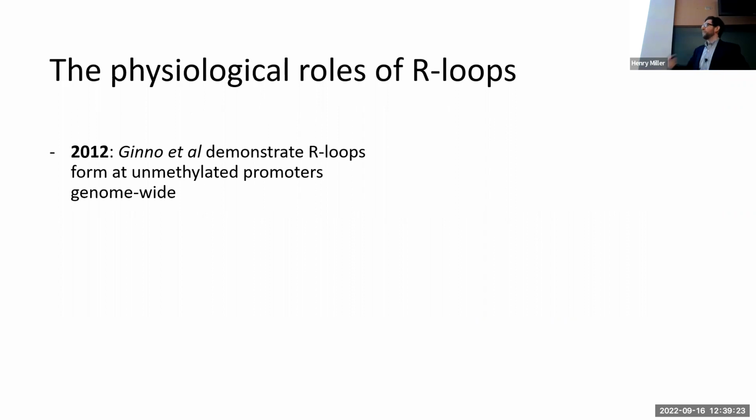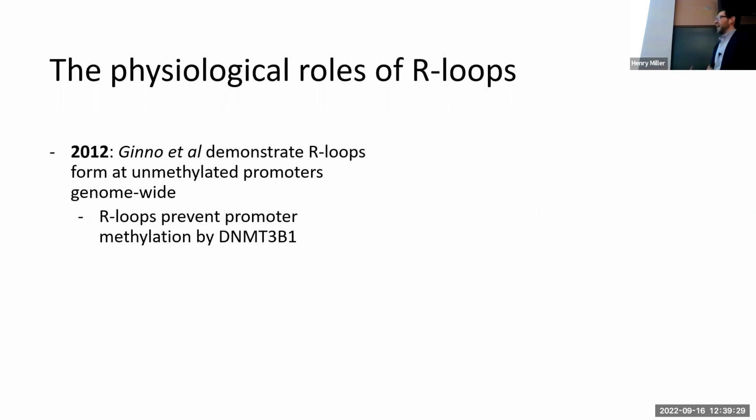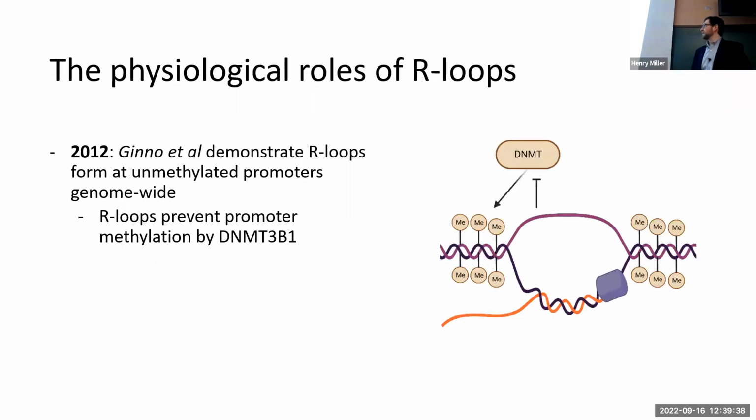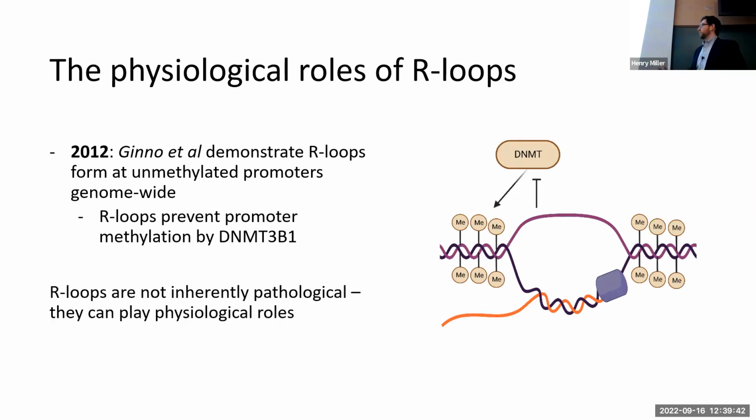that R loops actually form genome-wide at unmethylated promoters, and moreover, that they can actually prevent promoter methylation by blocking the activity of DNMT3B1. And we see that here displayed. So in essence, what this showed is that R loops are not inherently pathological, and they can also play key physiological roles.